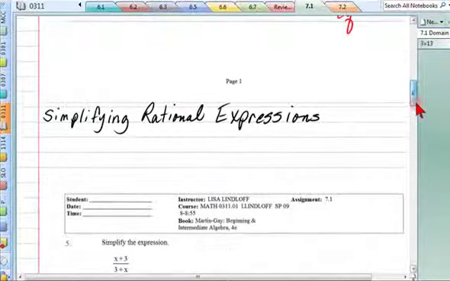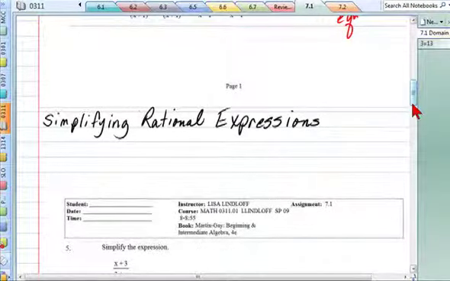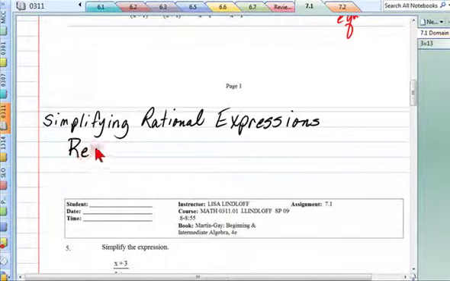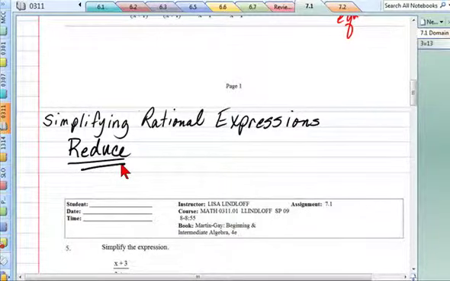And now we're going to spend our time simplifying rational expressions. Simplify is probably the most overused word in algebra because it means different things depending on the setting. In this setting, simplify is going to mean reduce. You're going to reduce to lowest terms.